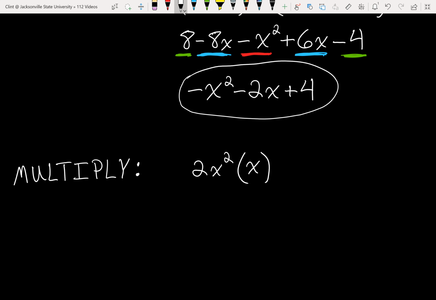What we do is we take the coefficients and multiply those together. Here we have a 2. This is a 1. So 2 times 1 gives us 2. Then we multiply the variable parts together. So we have x squared times x. We talked about that last time. x squared times x, we add the exponents, 2 plus 1, so we'll get x to the third. 2x to the third.